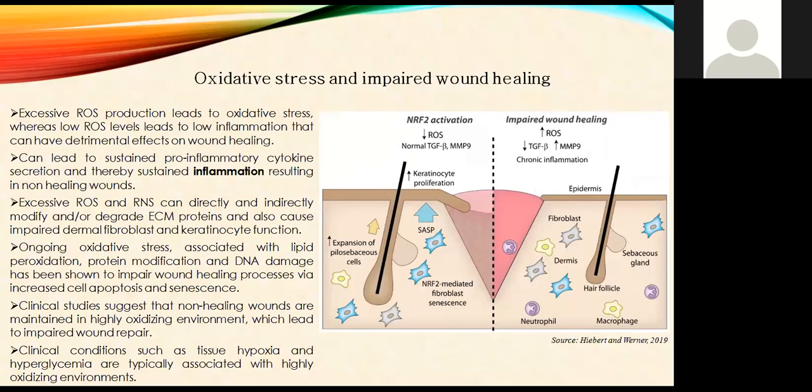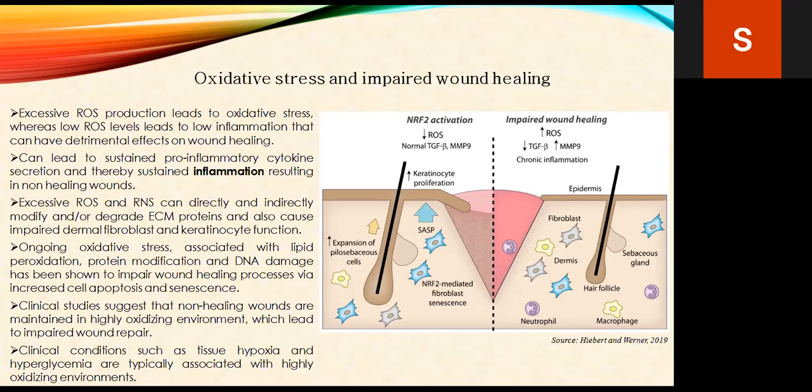And now, how does oxidative stress impair wound healing? Actually, ROS production is important for wound healing, but excessive ROS production may lead to a sustained inflammation condition, just as a low ROS level leads to low inflammation, which also has detrimental effects on normal wound repair. And excessive ROS can directly or indirectly degrade the extracellular matrix proteins and cause impaired dermal fibroblast and keratinocyte function. Means there will be no normal migration and proliferation of fibroblasts and keratinocytes.